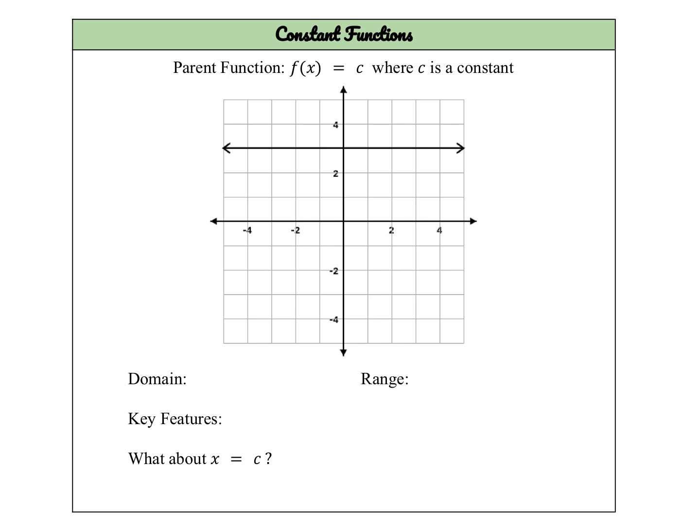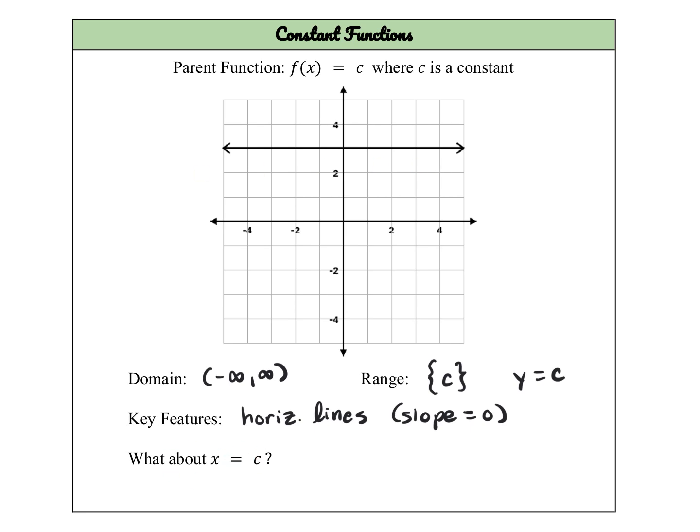So our domain for these types of functions is always going to be all real numbers, but you can see that our range is restricted to whatever that c value is. So we can do little braces and just write whatever that c value is, or you could just say y equals c to define the y values of your range. So key features, again, these make horizontal lines, meaning the slope is 0.